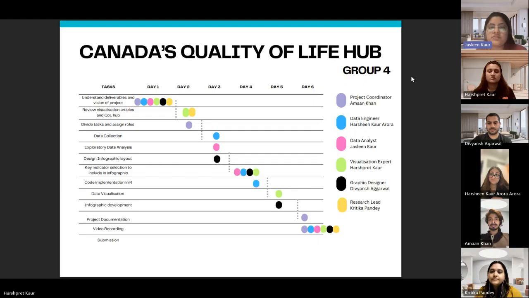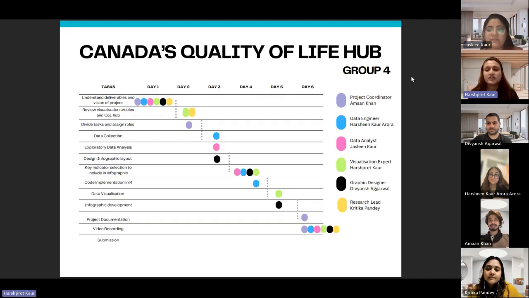I also helped choose the best key indicators to represent the five areas of quality of life: health, prosperity, governance, environment, and society. I also helped in cleaning and preparing the data using R programming so it could be used for charts and analysis. Next.